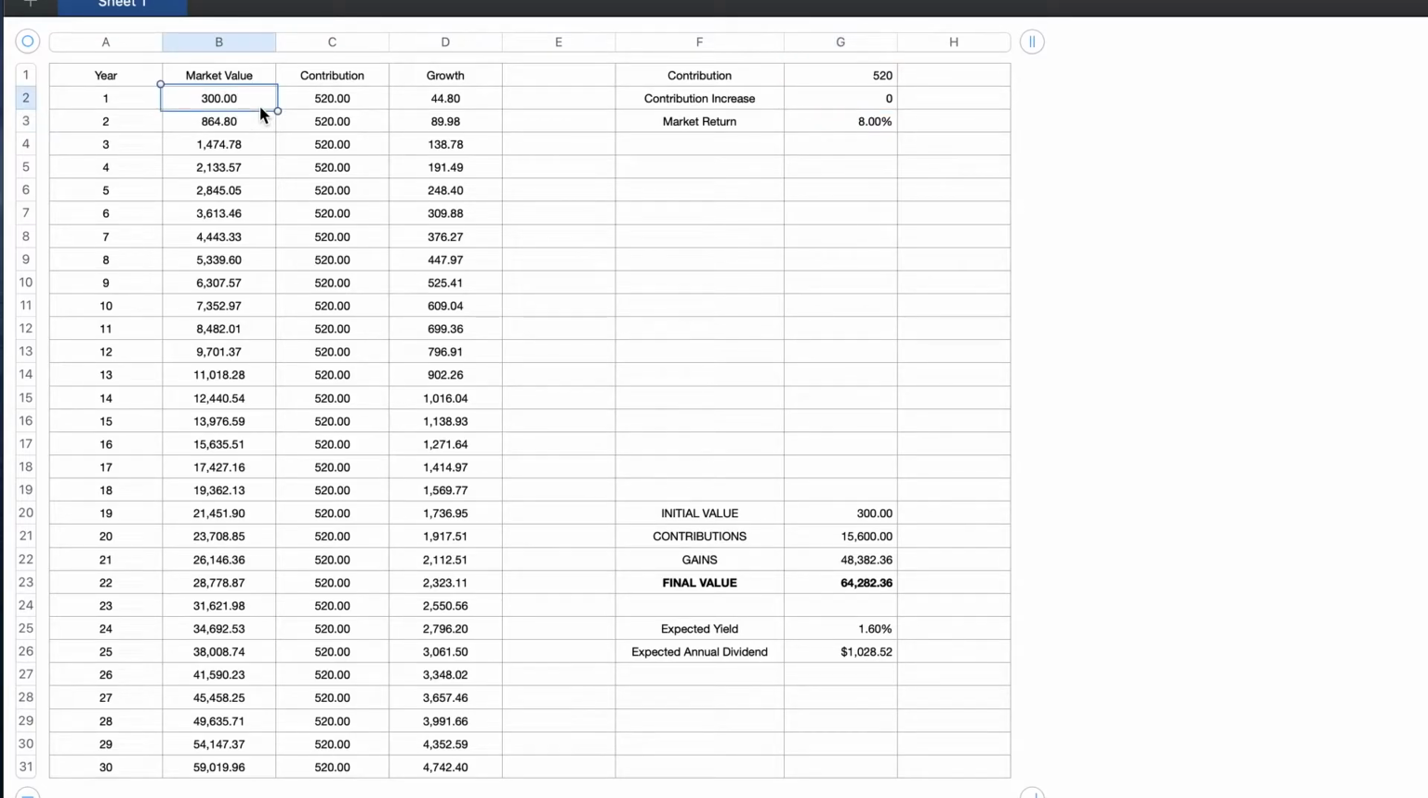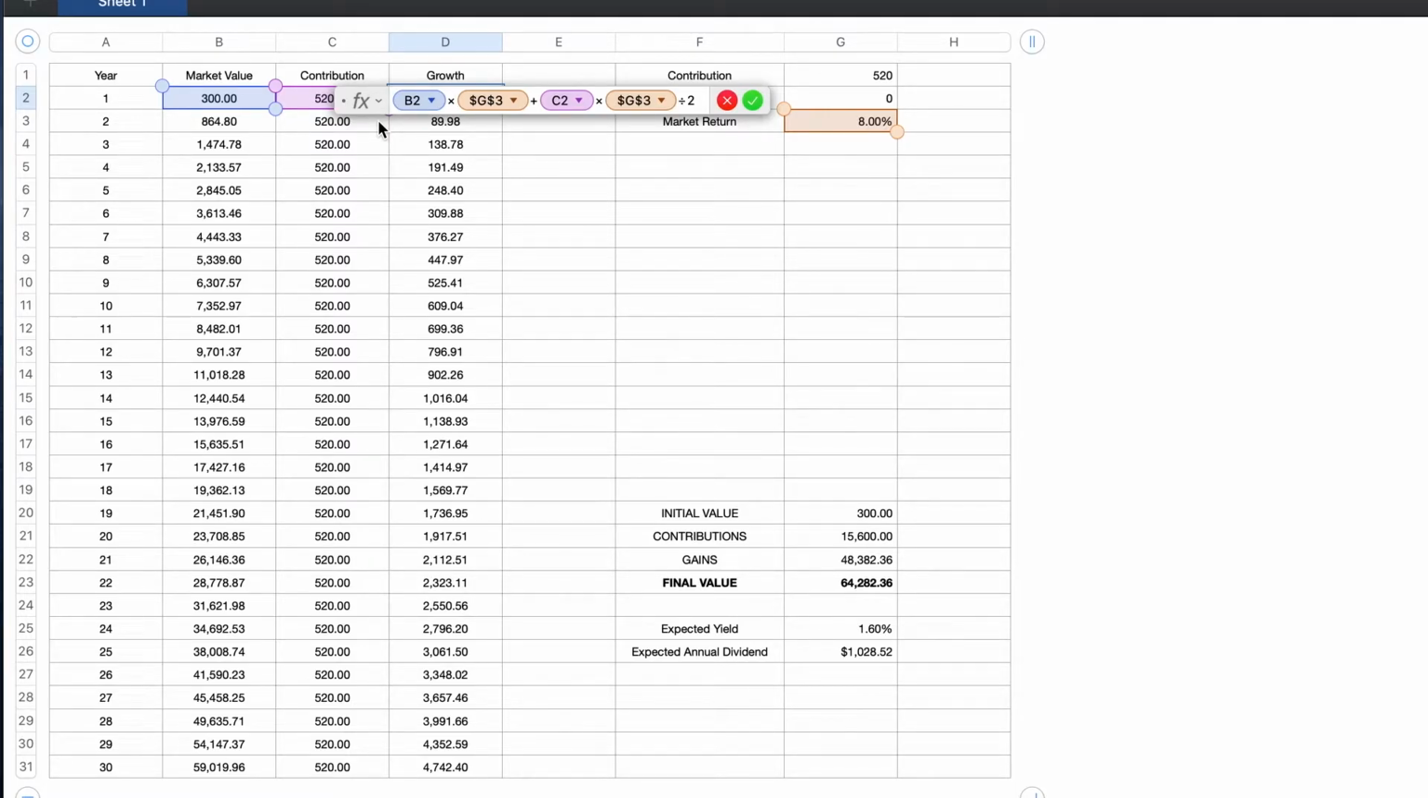Here is our starting market value of $300 and the first year's contributions of $520. The market return is computed as follows. Take the starting value and multiply it by the expected return. Then we're going to add to that the annual contribution multiplied by the expected return and cut that in half. Since that contribution will be going in each week, I can expect the early contributions to earn the bulk of the market returns for the year, and the contributions near year end probably won't gain much.